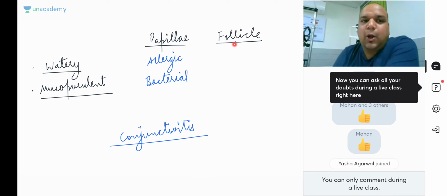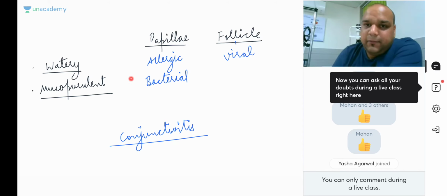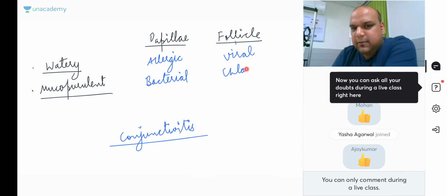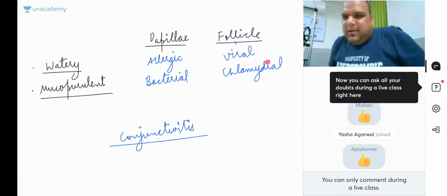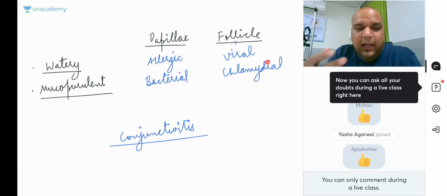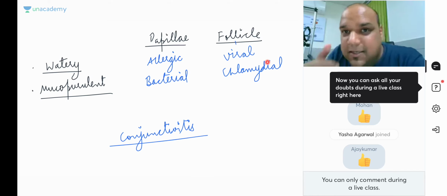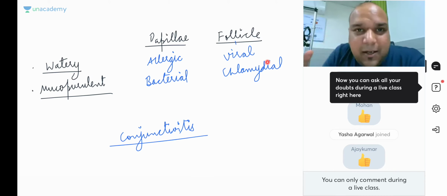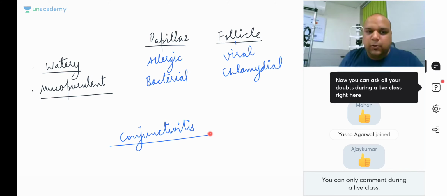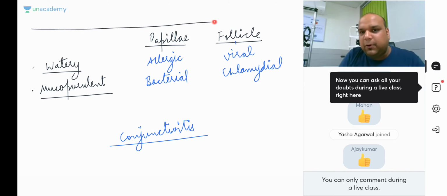But if you have follicles along with watery discharge, then you have viral conjunctivitis. But if you have follicles along with mucopurulent discharge, you have chlamydial conjunctivitis. As simple as that. So read a question, see which type of discharge the patient is complaining of. If there is mucopurulent discharge, there will be stickiness. If there is watery discharge, the patient will say there is some watering, lacrimation, but the eyes don't stick. Then you will examine it, papilla or follicles, and then you will be able to group it.